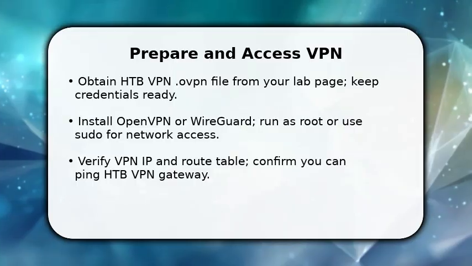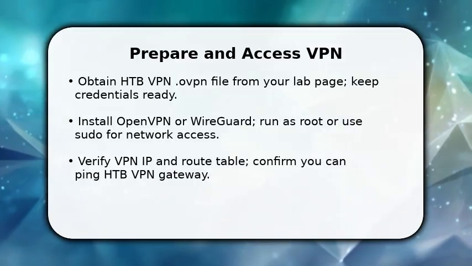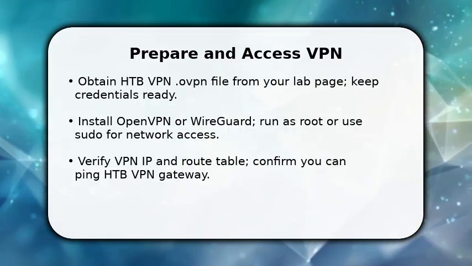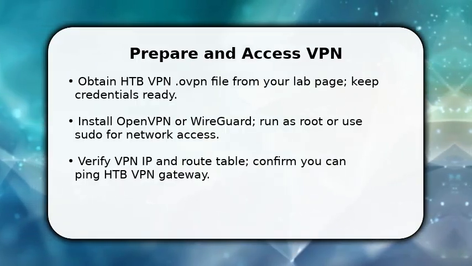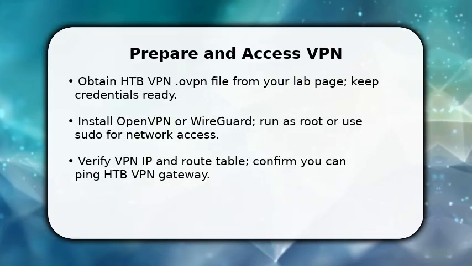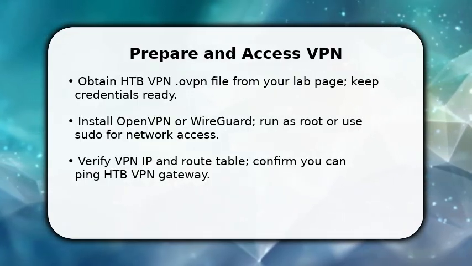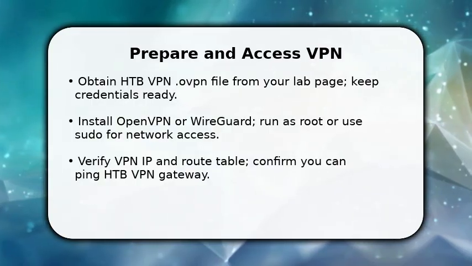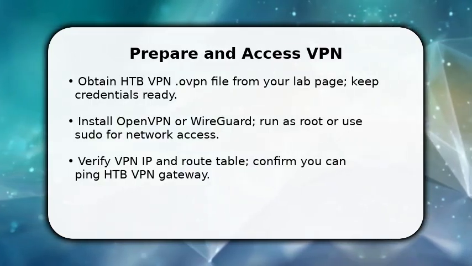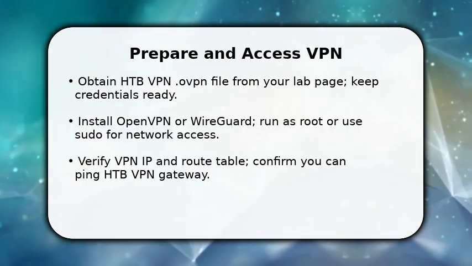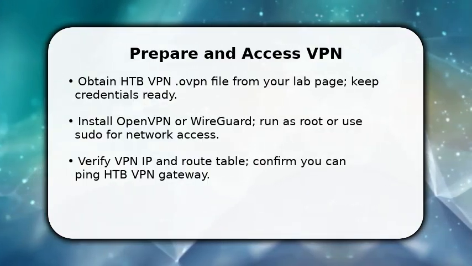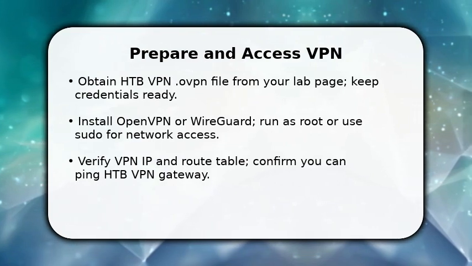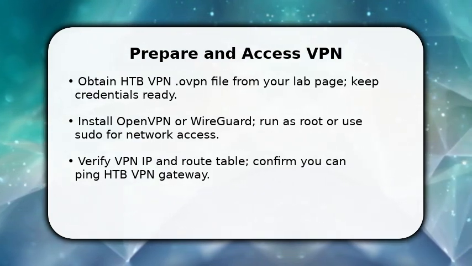You start by importing the HTB Often profile into OpenVPN or WireGuard and launching it with elevated privileges. Once done, check your new tun0 interface and routing table so traffic for the HTB network routes over the tunnel. Make sure to test connectivity by pinging the HTB gateway and a known machine IP. If you cannot reach the gateway, recheck credentials and the profile. Then restart the VPN client and confirm no local firewall is blocking the tunnel.